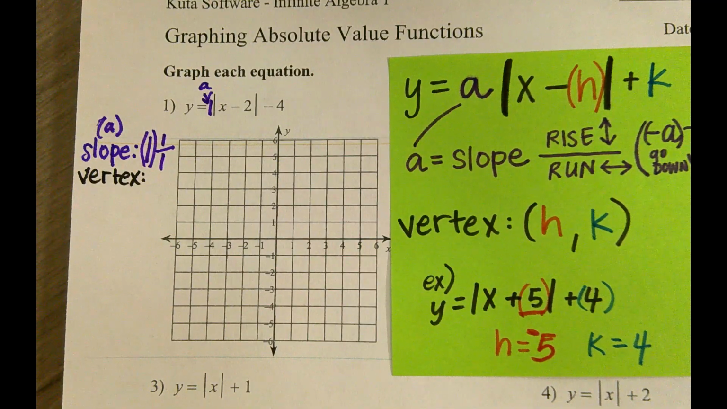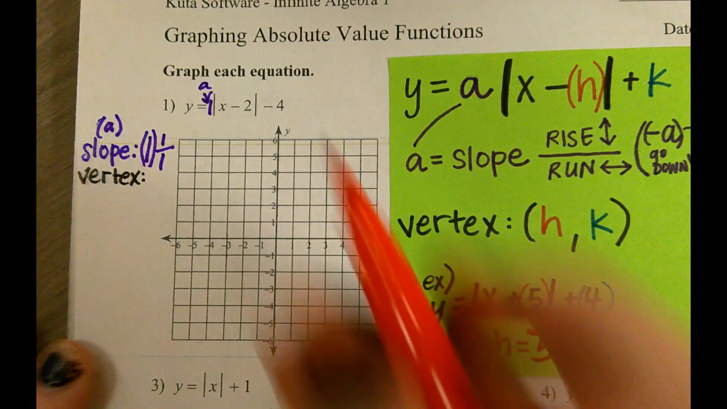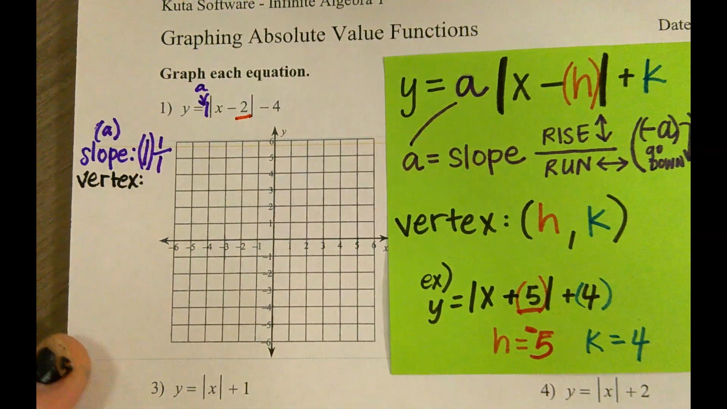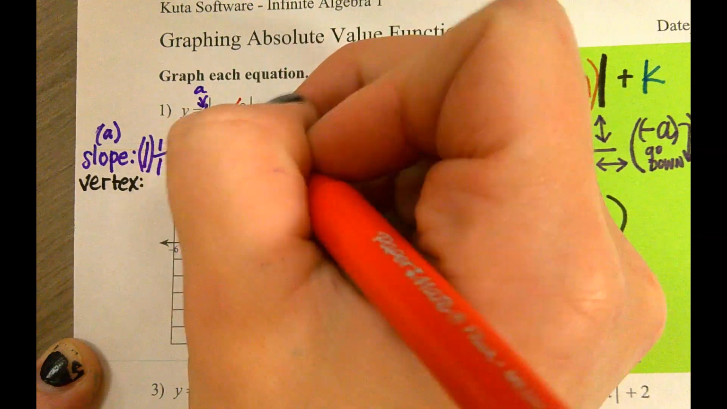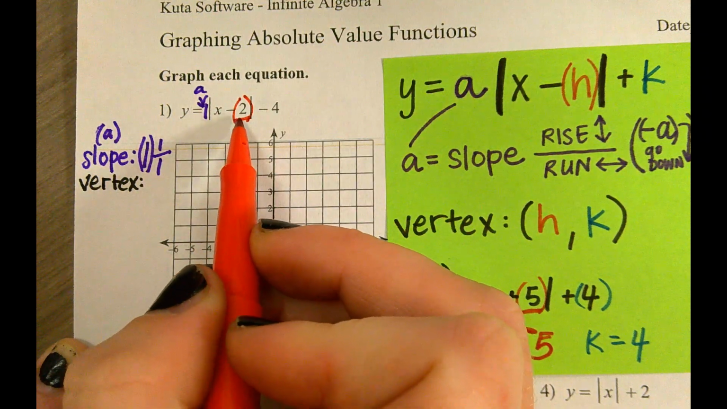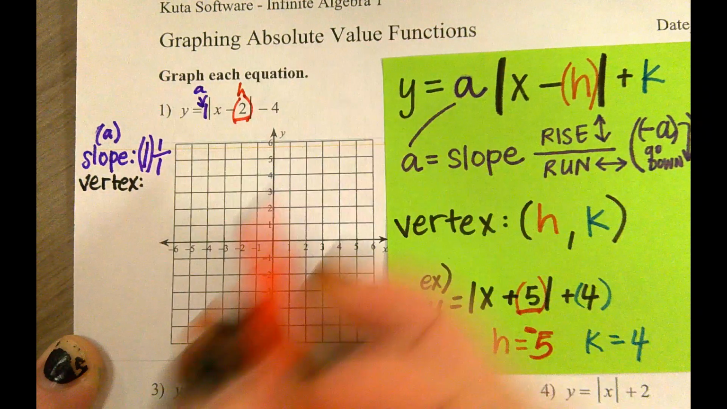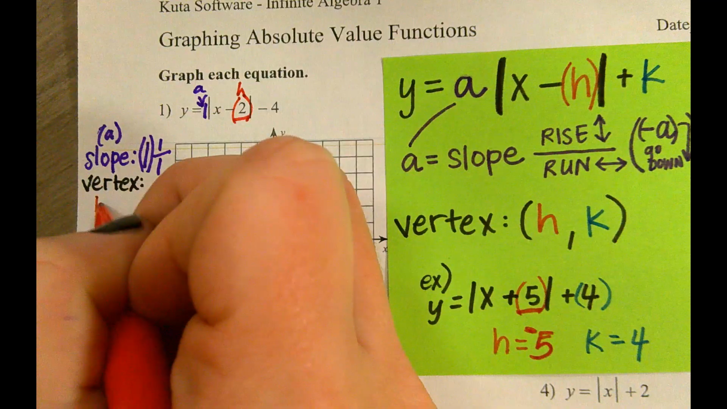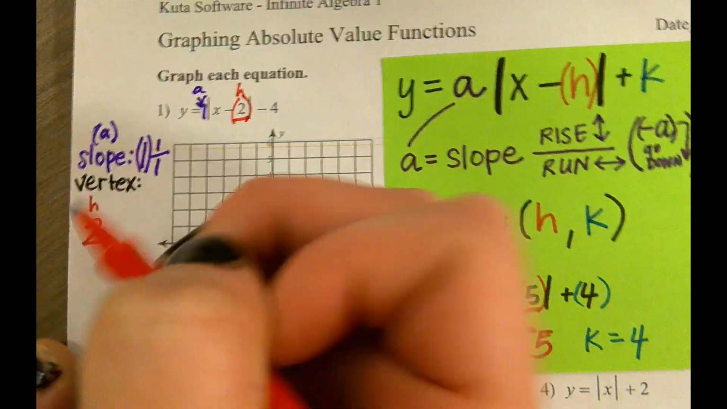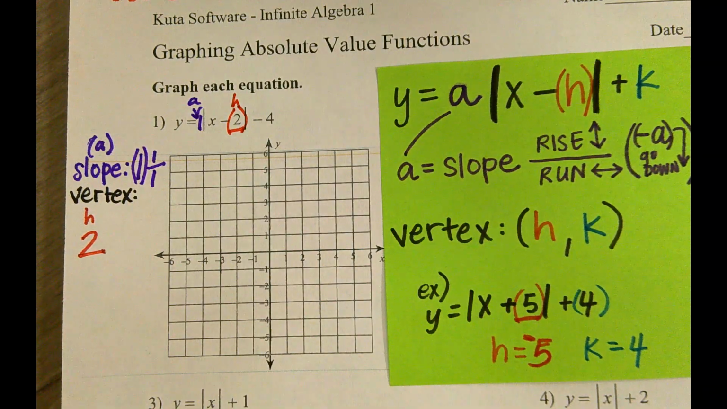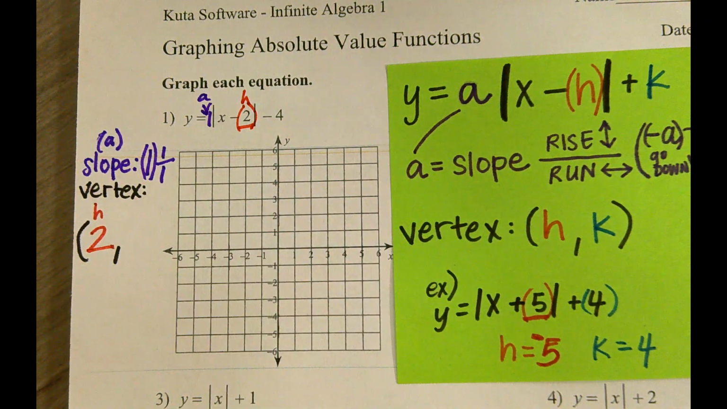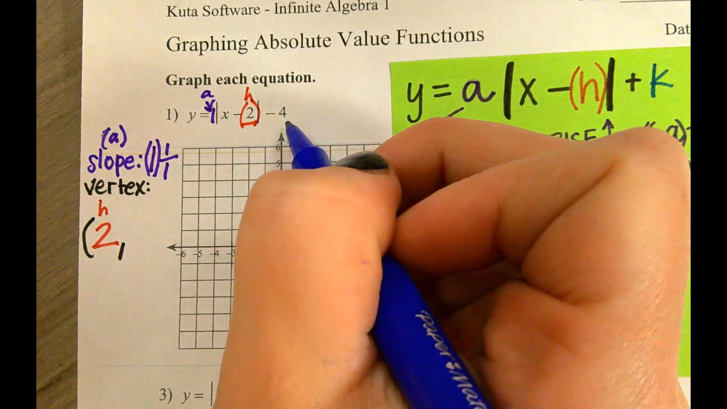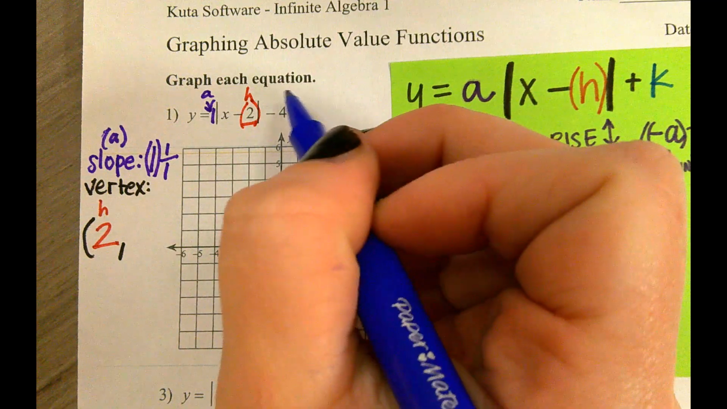What is my vertex? 2. Why is it not negative 2? Because the negative goes away. Yes, we are using just the 2 for H. So my vertex, I have H is 2. What's my Y value of my vertex? Negative 4. My K, I do include the minus sign.